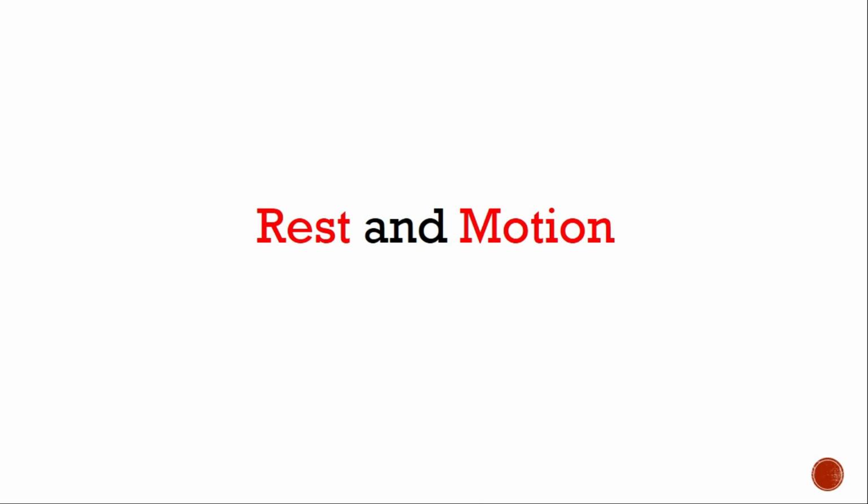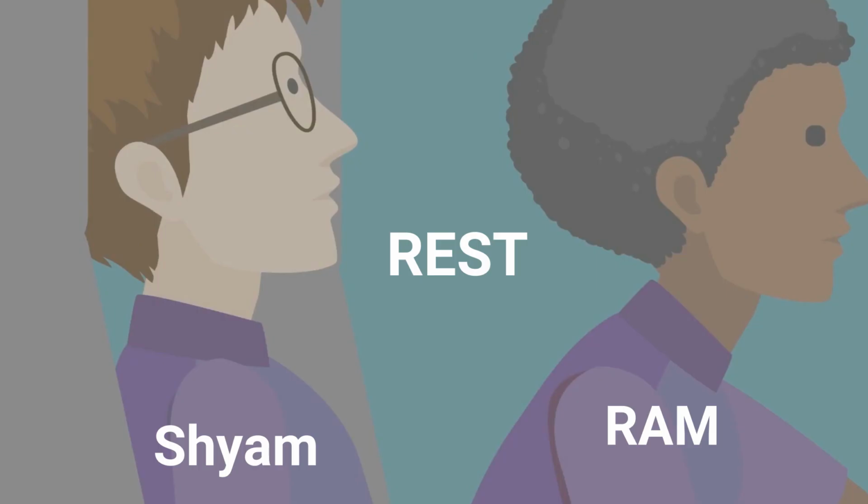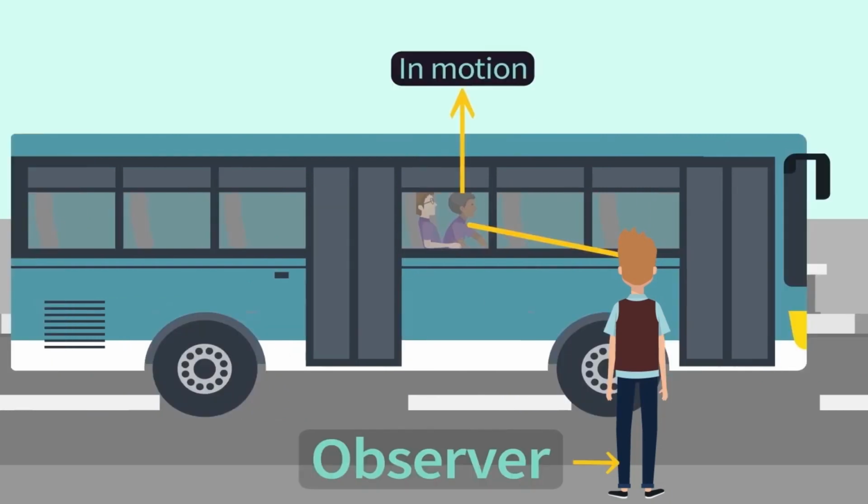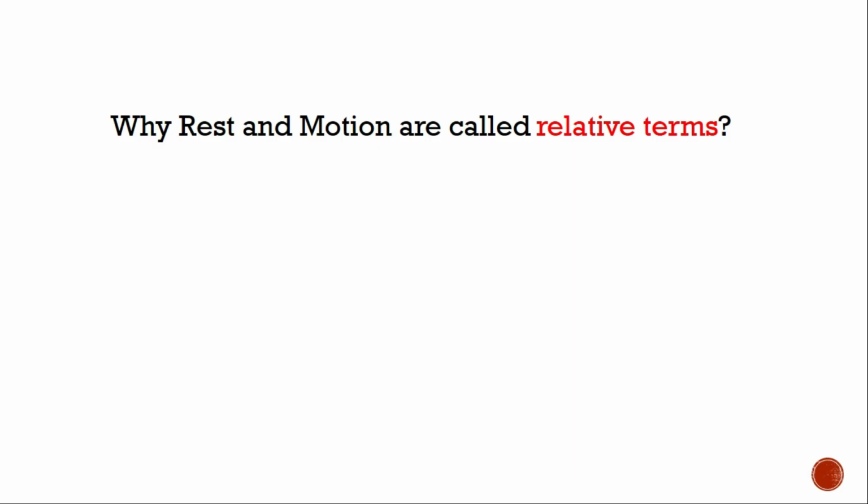And this is why both these words, rest and motion, are said to be relative terms, which means that in order to specify some object to be either at rest or in motion, we first need to relate that object to a particular reference point. So if in the previous case we relate Ram to Shyam and take him to be the reference point, then Ram is at rest. But if at that same time we relate Ram to Lakshman and take him to be the reference point, then Ram is in motion.